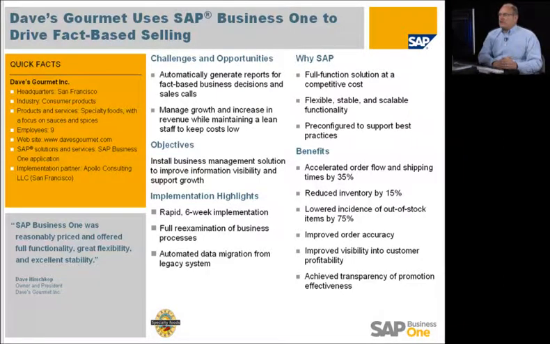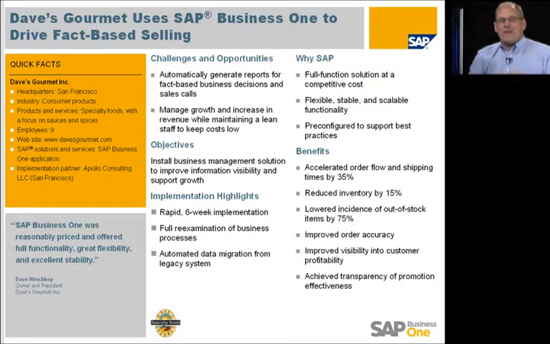But they wanted to manage their growth and increase their revenue, but at the same time keep a lean staff to keep their costs down. They wanted to improve their information visibility and support that growth. Some of the highlights: they had a rapid 6-week implementation. They went through a full re-examination of their business processes. They had an automated data migration from their existing system.